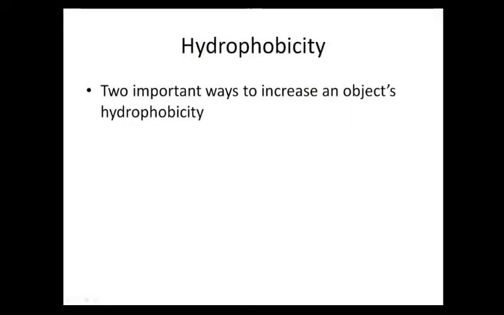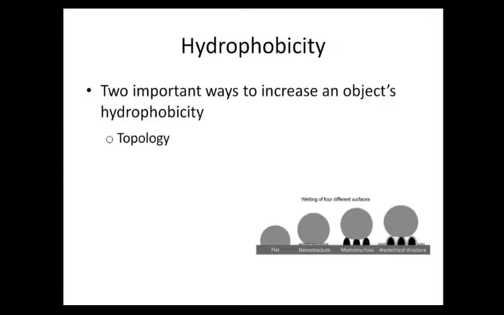When discussing materials, there are two important ways you can increase or modify that material or object's hydrophobicity. The first is to change its surface pattern or topology. You can do this either on the nanoscale or on the microscale, and later in the presentation, Bobby and Ihao are going to discuss this in more detail.